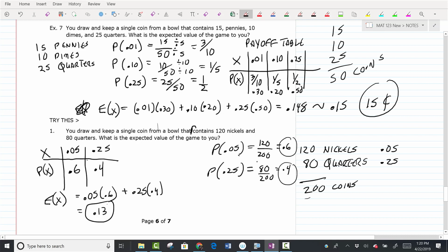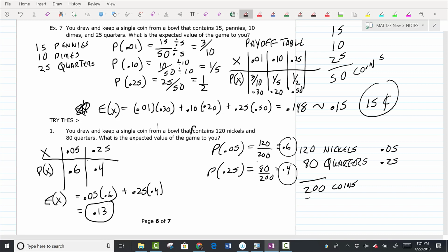Okay, so that's what you would get. Like I said, it's somewhere in the middle of 0.05 for the nickel and 0.25 for the quarter. That's the idea. You have more nickels, so that's why it's a little closer to that value of 0.05. It's not halfway in the middle.